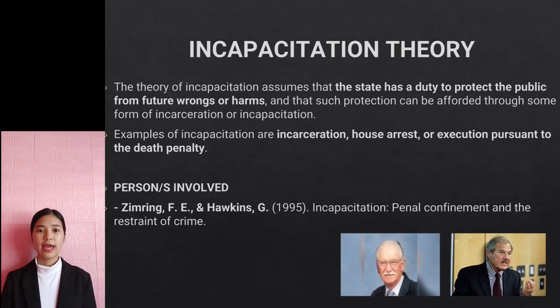The theory of incapacitation assumes that the state has a duty to protect the public from future wrongs or harms, and such protection can be afforded through some form of incarceration or incapacitation. Incapacitation is used to reduce crime by literally preventing some from committing crime through direct control during the incarceration experience. While it is not possible to commit a crime in prison, the possibility is greatly limited by the direct control exerted by the correctional system.